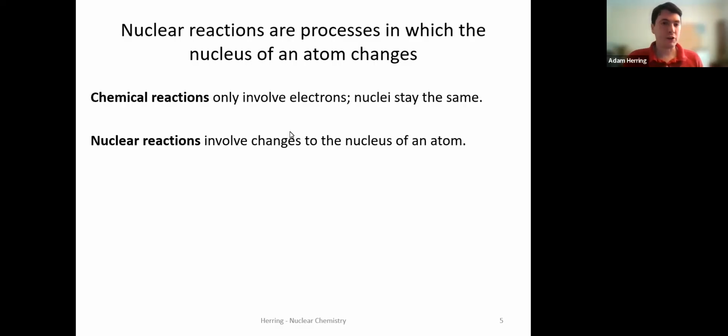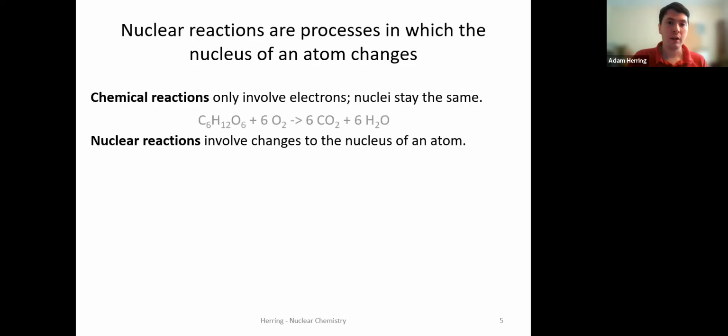So a nuclear reaction is one that changes the nucleus of the atoms involved. And this is different from chemical reactions, where only the electrons in the valence shells are involved in the chemical reactions. The nuclei stay the same in a chemical reaction.